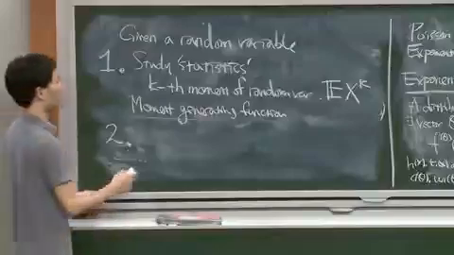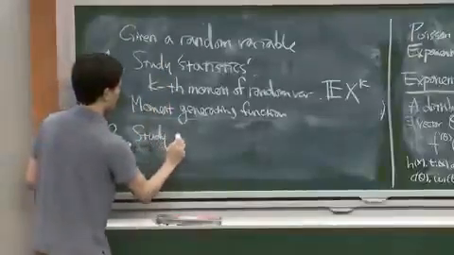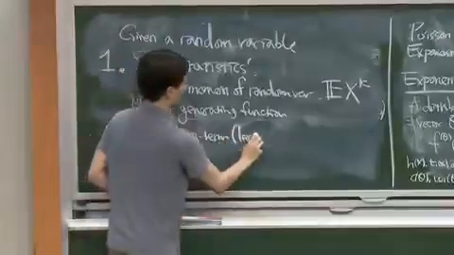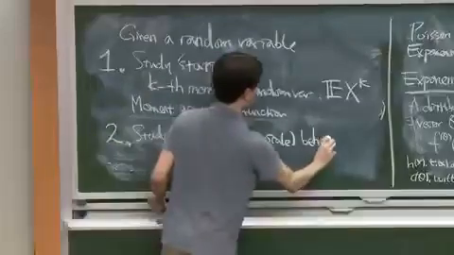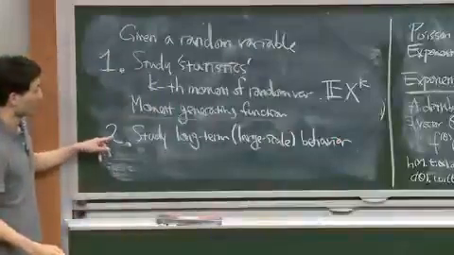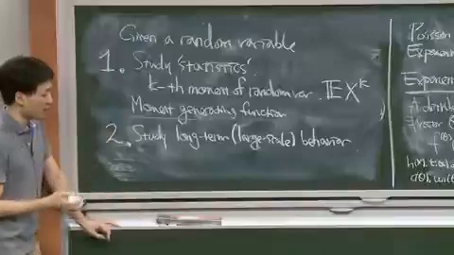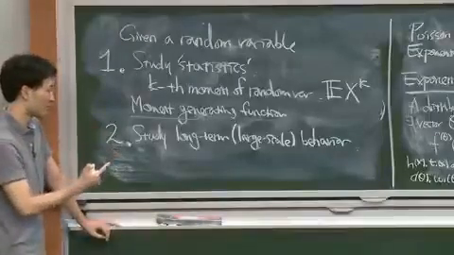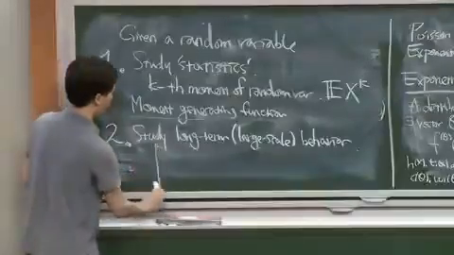Our second topic will be, we want to study its long-term, or large-scale, behavior. So for example, assume that you have a normal distribution, one random variable with a normal distribution. If you just have a single random variable, you really have no control. It can be anywhere. The outcome can be anything.